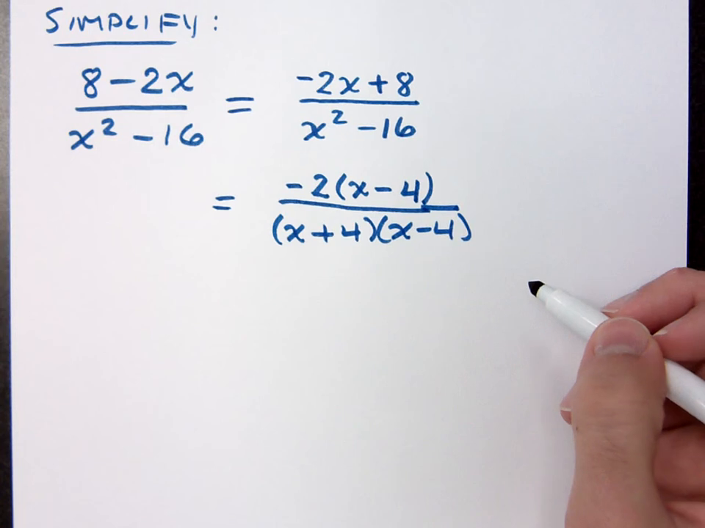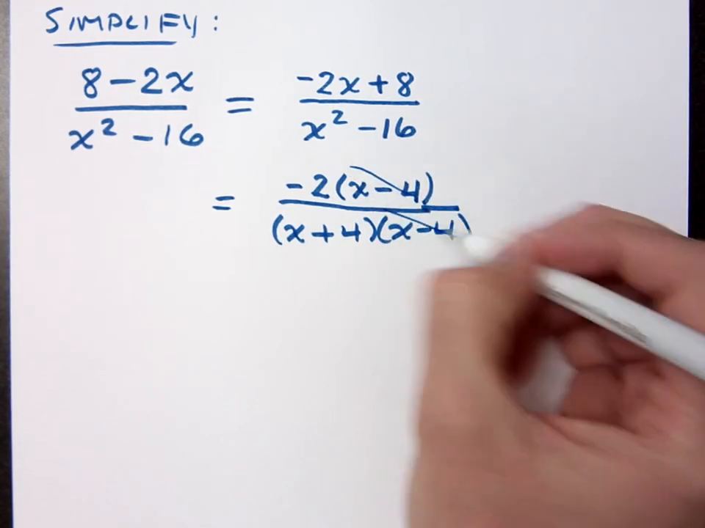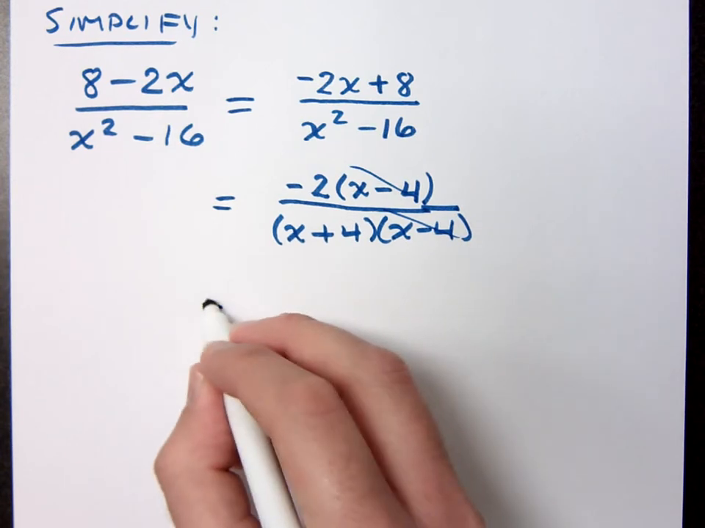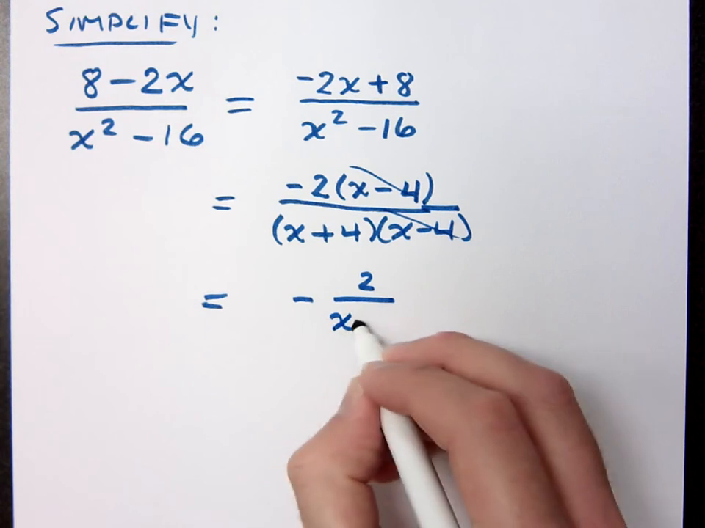So, what happens here? X minus 4's reduce. And I have negative 2 over x plus 4.